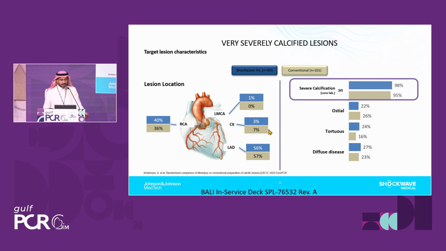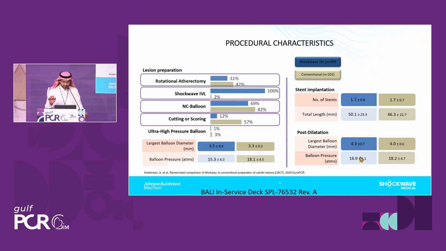Vessel, you can appreciate that even the left main and the Shockwave arm, they've been tried. The left circumflex is the lowest vessel, or the less frequent vessel, to be treated in this trial. But the LAD and the RCA are the ones to go. You can appreciate that the tortuosity on the IVL arm is higher, and the diffuse disease is also higher in the IVL arm. It's very important to notice this.